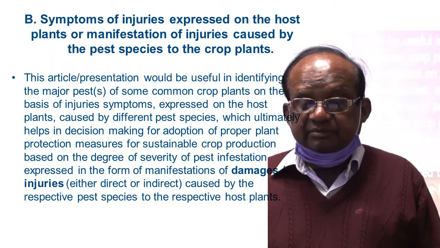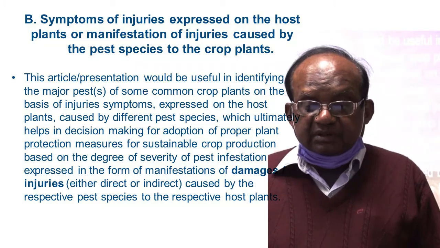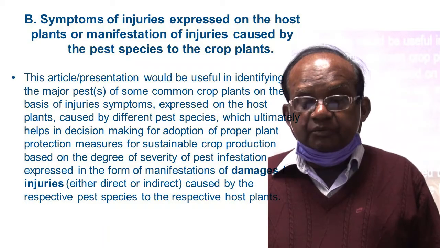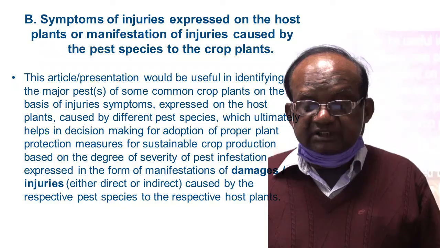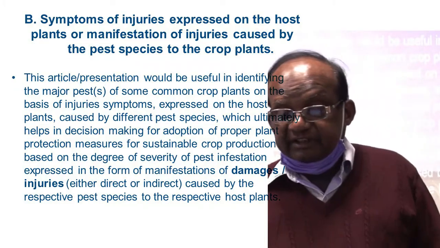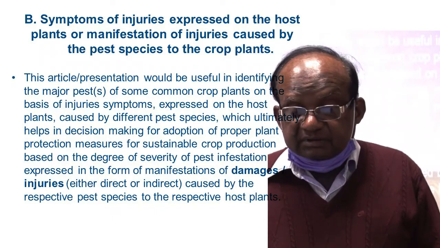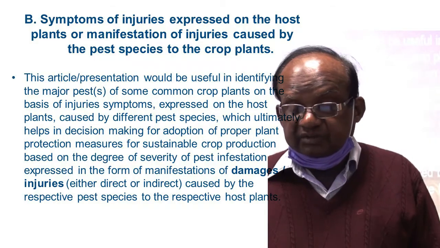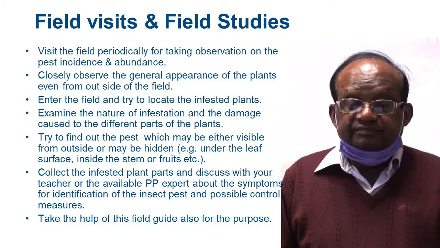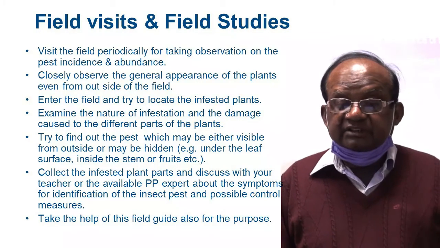crop plants on the basis of injury symptoms expressed on the host plants caused by different pest species, which ultimately helps in decision making for adoption of proper plant protection measures for sustainable crop production based on the degree of severity of the pest infestation, degree of the damage caused by the pest in the form of manifestation of damages, injury. And for this, having an idea about the pest and their symptoms, field visit is required.